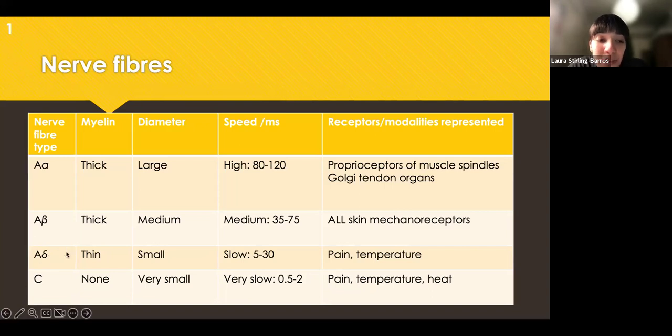And important is that A delta has a very thin myelin and they're small, so they're even slower, whereas C are the slowest of them all because they just don't have any myelin.